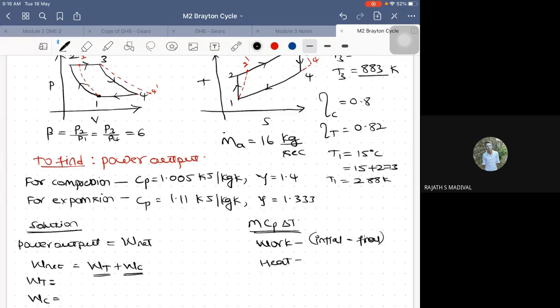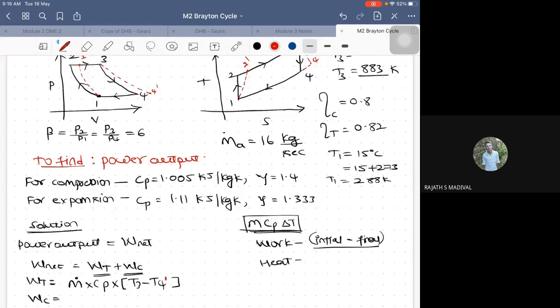So now, for turbine work output, use the same formula, mCp delta T: m dot into Cp into the temperature difference. Now for work, it is initial minus final. My process is from 3 to 4, so I write T3 minus T4. Since the efficiency of the compressor is being given, I have to take not T4 but T4 dash. That's my point.